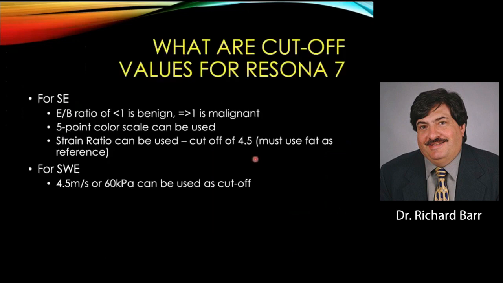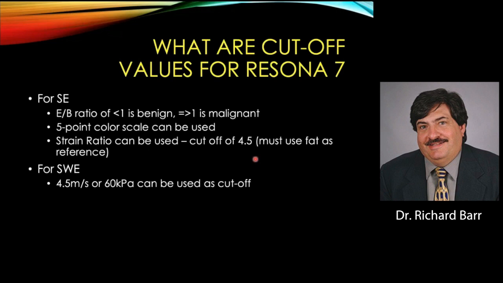So what are the cutoff values for the Resonance 7? For strain, I use the E to B distance ratio. Less than 1 is benign. Equal to or greater than 1 is malignant. And I use 1 also, we biopsy, because we've had some mucinous and colloid cancers that had a ratio of 1. So we do a biopsy on 1. It does decrease our specificity, but it makes our sensitivity extremely high.